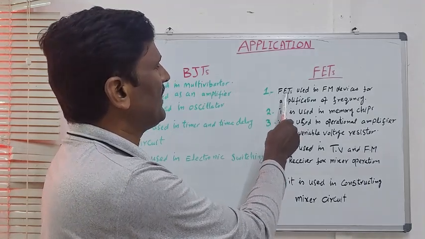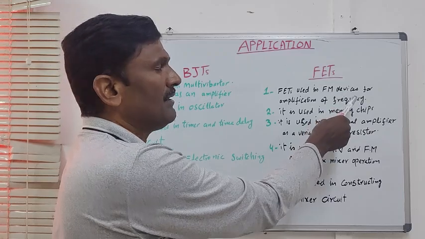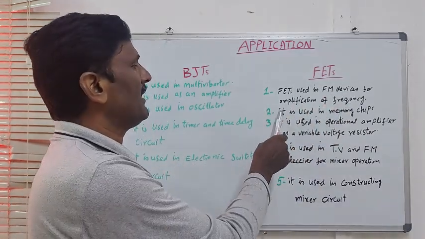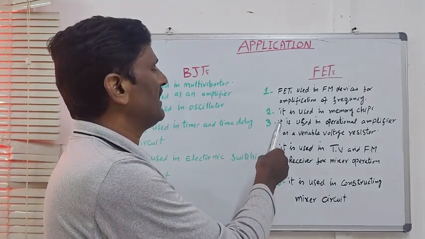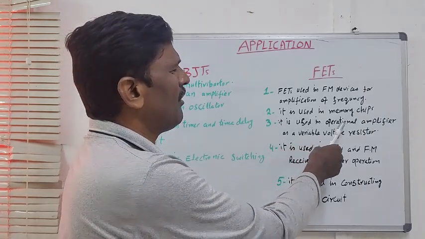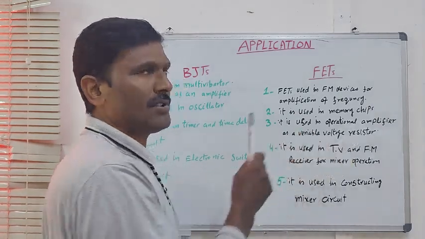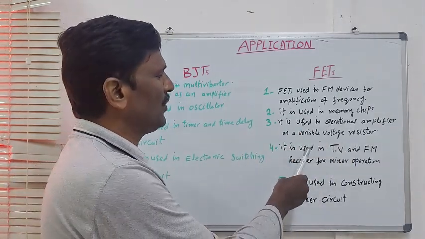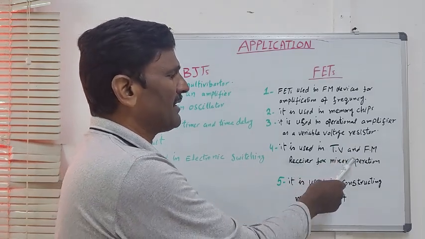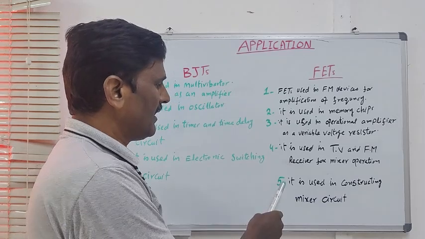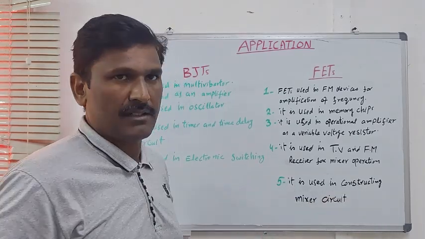Now the FETs. First use of FETs: FET is used in FM devices for amplification of a frequency. Second, it is used in memory chips. Number 3, it is used in an operational amplifier as a variable voltage resistor. Number 4, it is used in TV and FM receivers for mixer operation. Last one, it is used in constructing the mixer circuit.